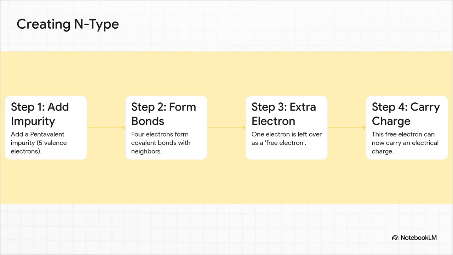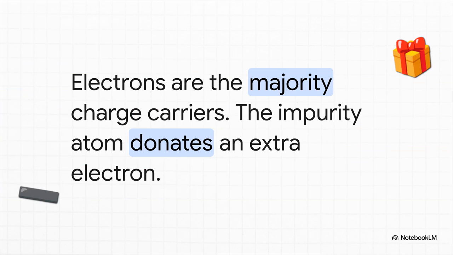To make this, we add an impurity from group 5 of the periodic table, something like arsenic. Now, these atoms have 5 electrons in their outer shell. So when an arsenic atom takes the place of a silicon atom in the crystal, 4 of its electrons form bonds with the neighbors, just like they're supposed to. But that leaves 1 extra electron just hanging around with nowhere to go. And this leftover electron? It's now totally free to move around the crystal, which means it can carry an electrical current. Because that impurity atom donated a free electron, we call it a donor impurity. And since electrons have a negative charge, well, you guessed it, the material is called N-type, for negative.